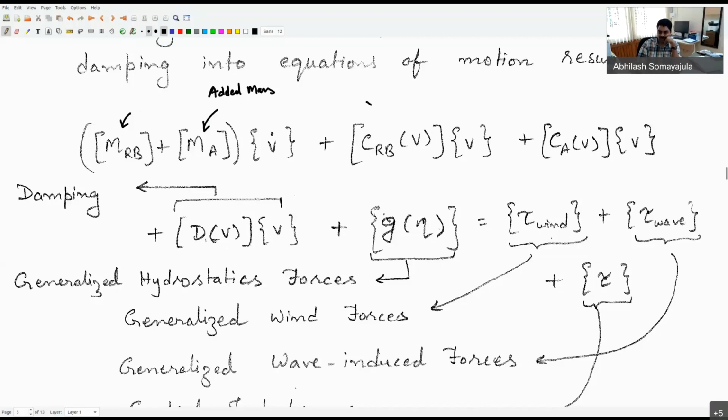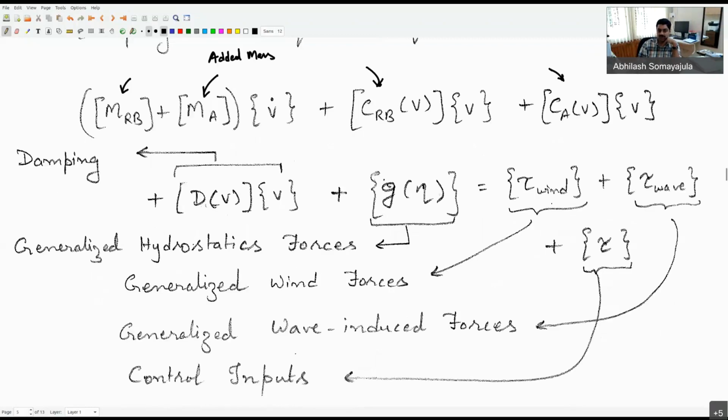Now, remember we had the Coriolis matrix with respect to the rigid body. Now we'll also have a Coriolis matrix corresponding to the added mass. Is that making sense so far? Yes, sir. Okay.